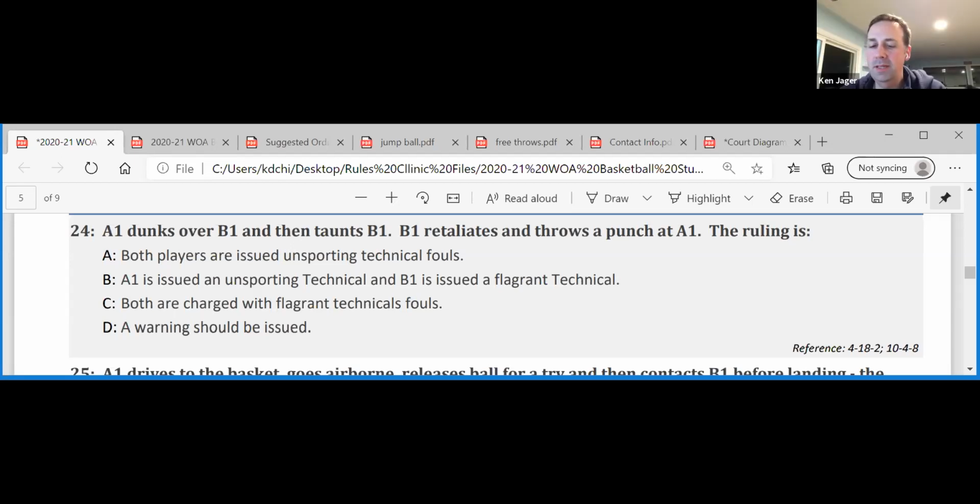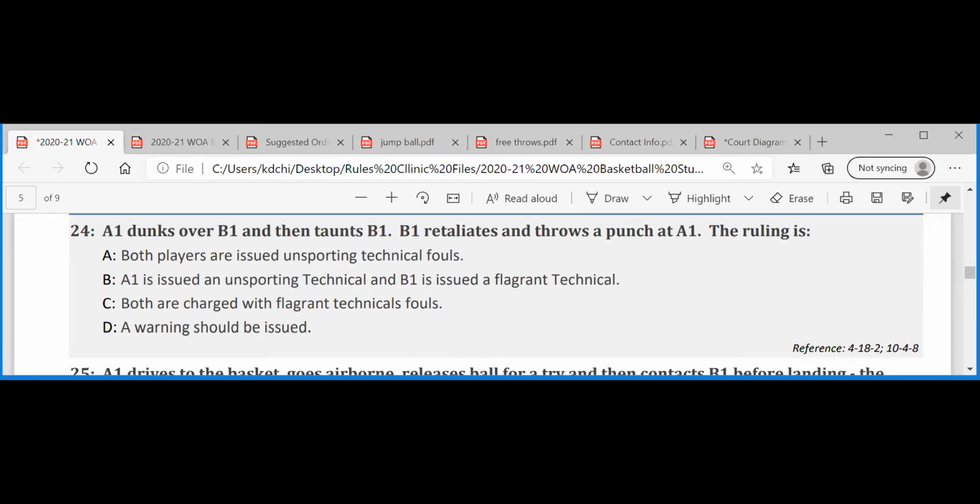Would taunting though be considered a fighting act, because you're trying to initiate someone into a fight by taunting in their face like that, or does that not cross the line into initiating a fight? Okay. So let me say this. The correct answer is C, and I'm going to tell you why, and I'm going to comment about what you just said. You have good instincts, Ken. Both are charged with flagrant technical fouls.